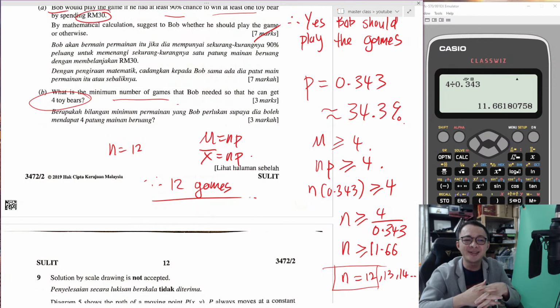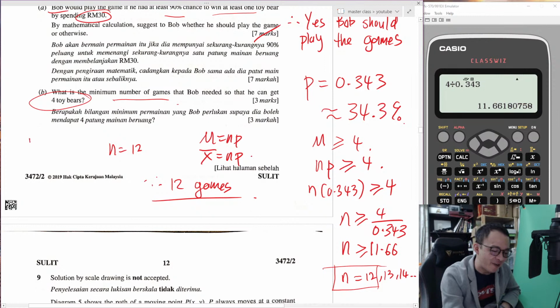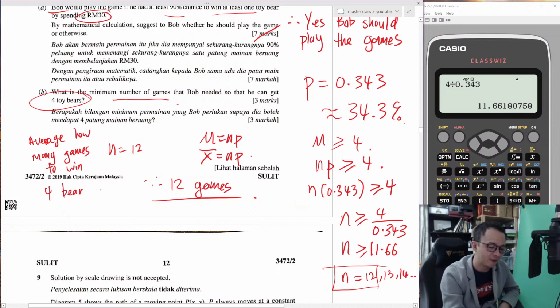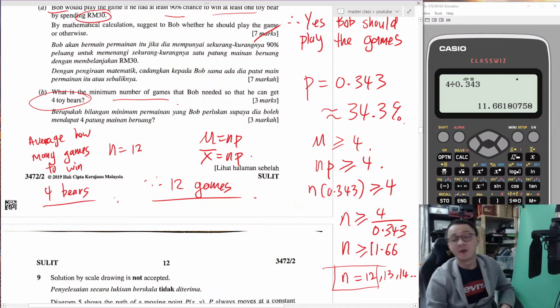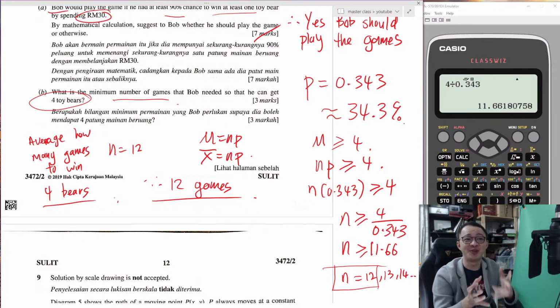So why do we say mean? Because we want the average number of games to win 4 bears. Because it is an average, in this topic the measure we use to calculate the average is the mean. We're not going to use standard deviation or variance to do the calculation. So in this case, we will use mean.